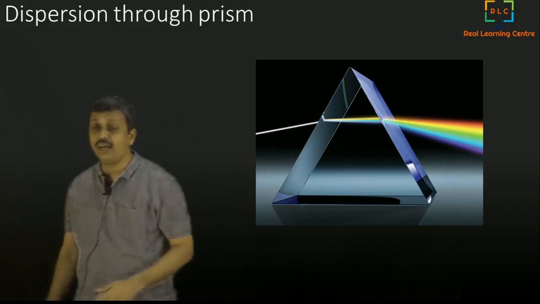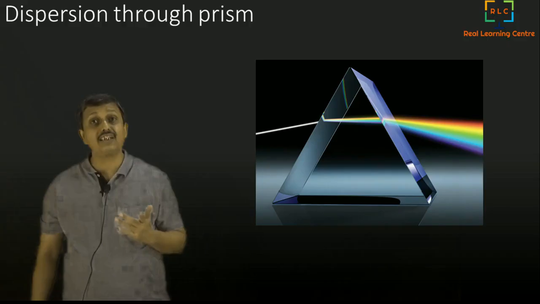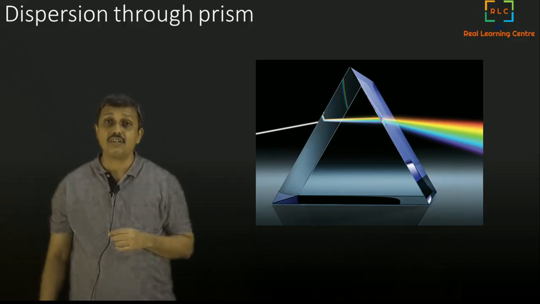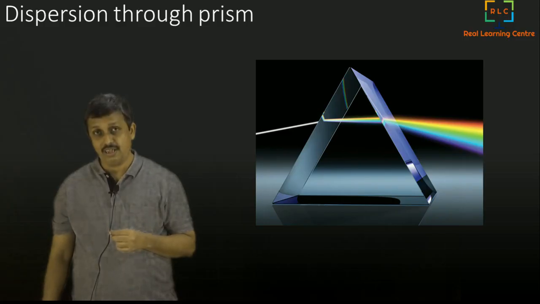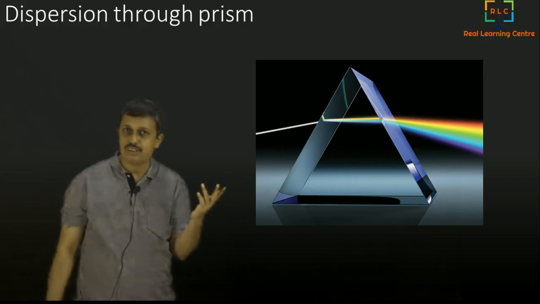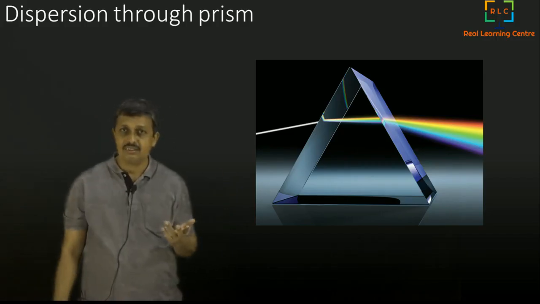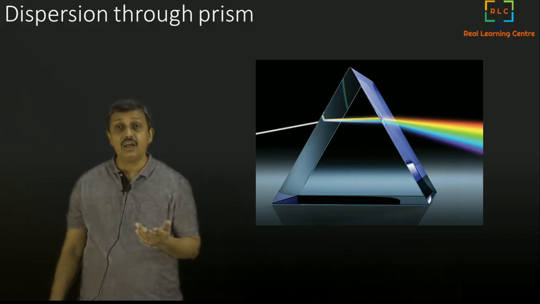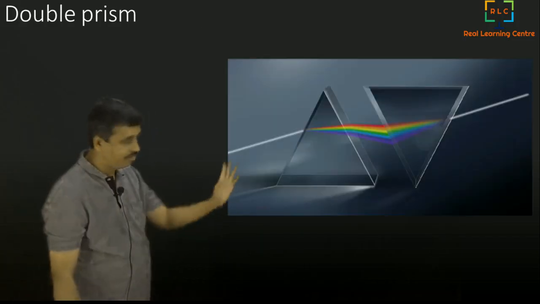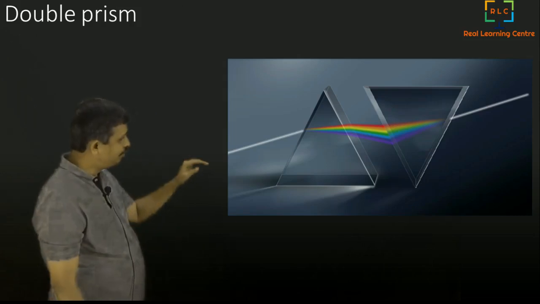The first person who showed this was Sir Isaac Newton. He showed that white light contains all the colors. When people didn't believe him, saying maybe the prism is doing something and giving its own color, he said, okay, let me do one thing. I will put two prisms like this. You can see the white light separates.